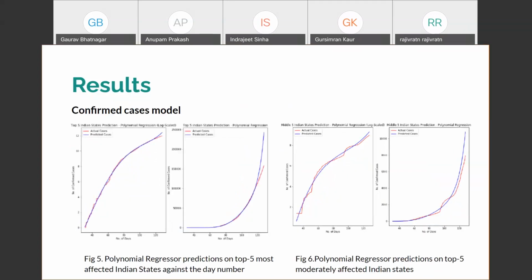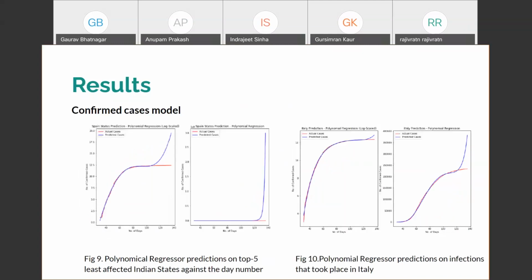So these were the results obtained for polynomial regression. On left side, we can see the results for top 5 Indian states, and on the right side for top 5 moderately affected Indian states. We can see that the curve has fitted the actual cases better than the linear regression, where blue indicates the predicted cases, whereas red indicated the actual cases. Again, the left hand side is a logarithmic scale, while right hand side is linear scale. And these are the curves for Spain.